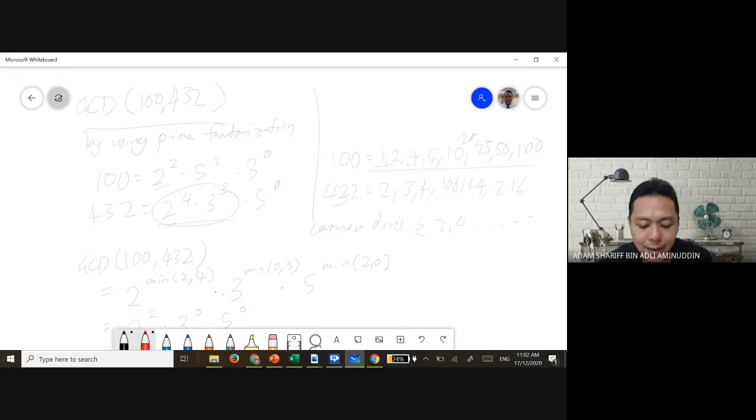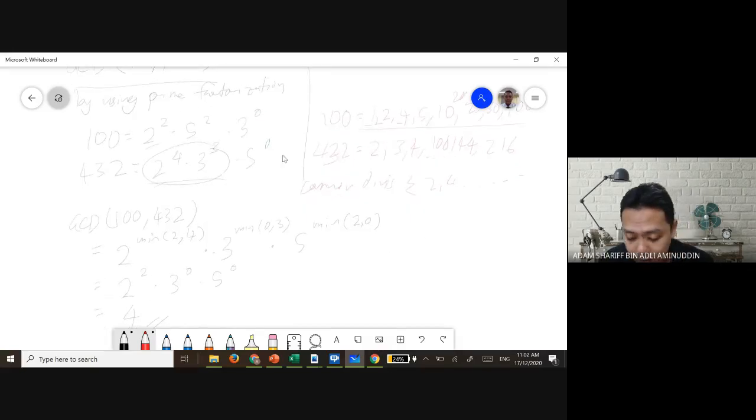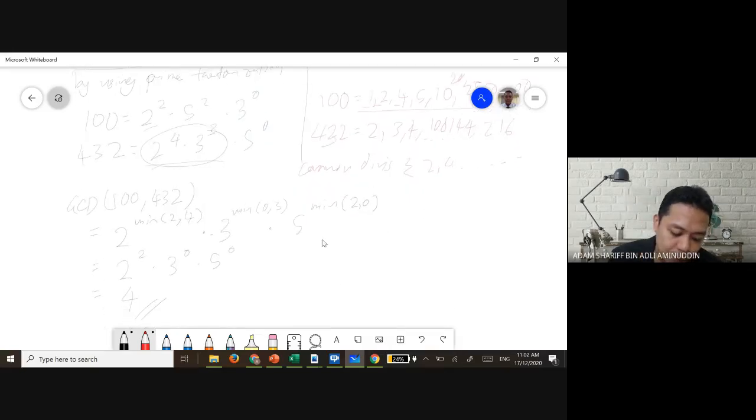The method is tedious and it is computationally expensive. It is time consuming. That is the major advantage for this difference between the conventional method by listing and by using prime factorization. And bear in mind, this is for 100 and 432. Okay, it's only 3-digit numbers. Just now we only used 2-digit numbers.